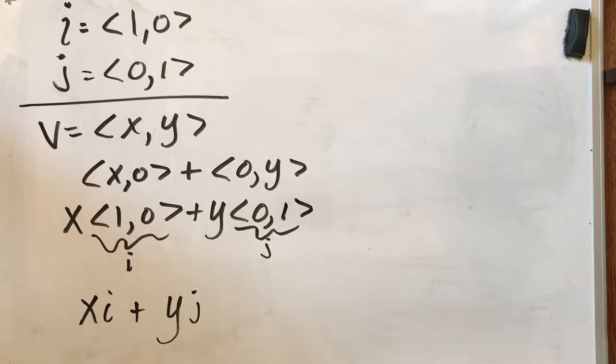These are the standard unit vectors, and we often will call this expressing them as a linear combination. What's kind of neat about it is it separates x and y, so we can see what just the horizontal and just the vertical components are.